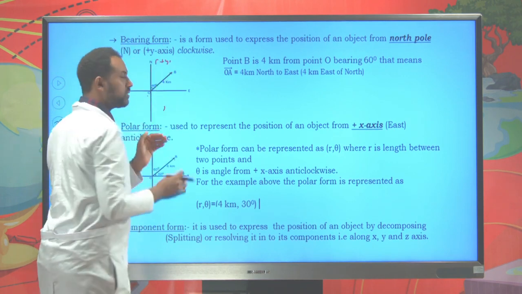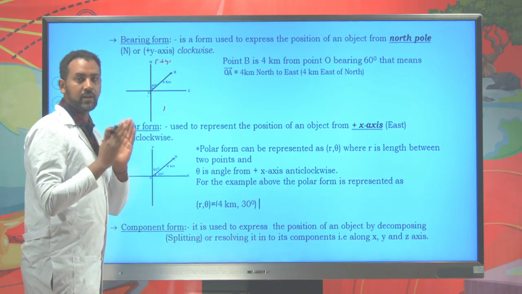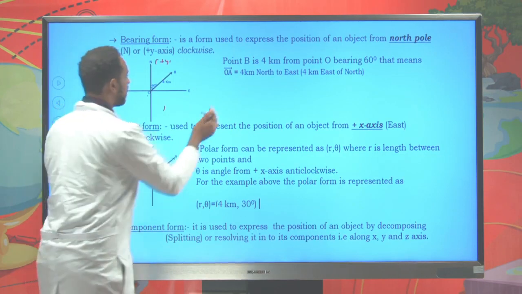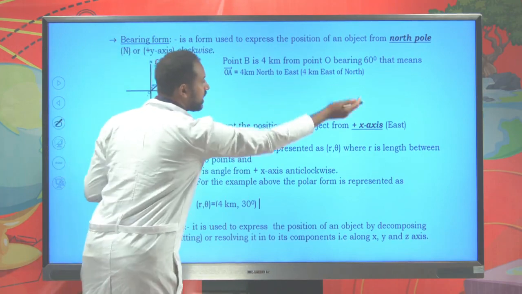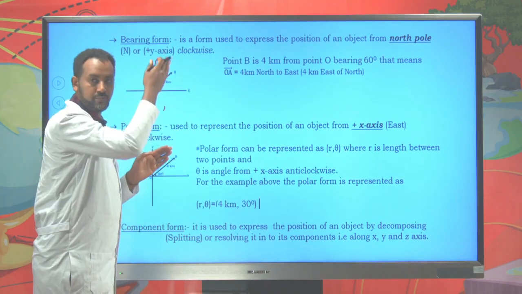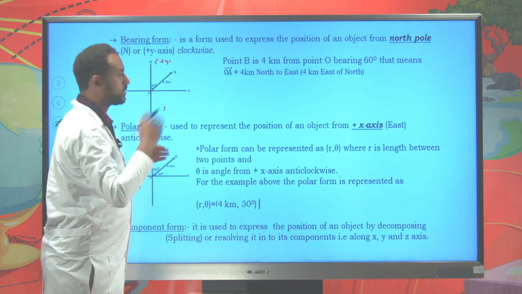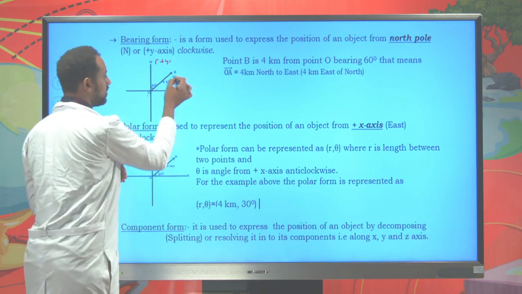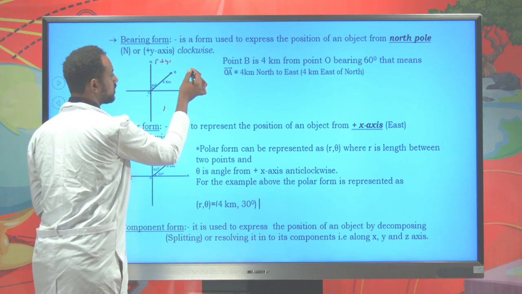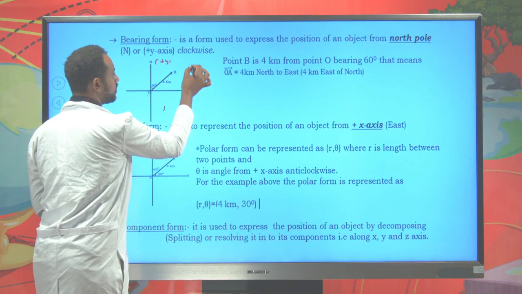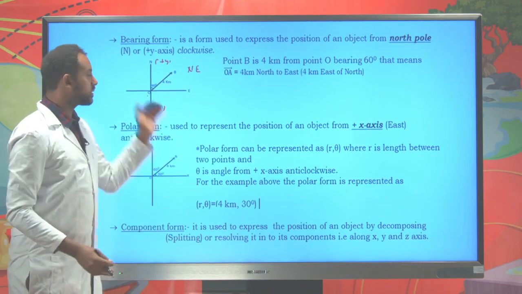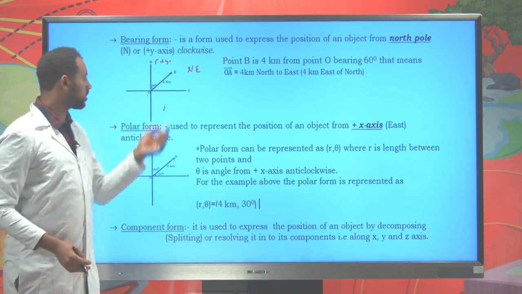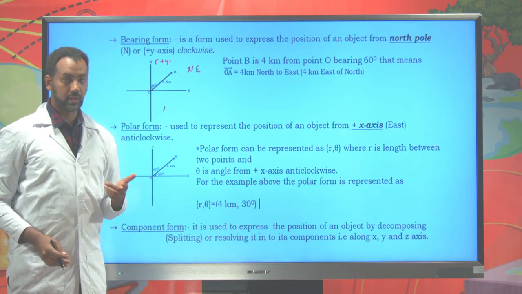So bearing always means you are referring from north. Therefore, in this case, point B is 4 kilometers away from point O. Bearing 60 degrees means from north clockwise 60 degrees. In this context, it's possible to say north to east, 60 degrees. So such a method of representing the position of something is known as bearing.